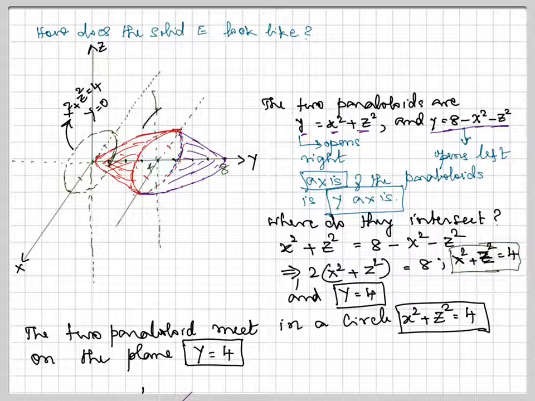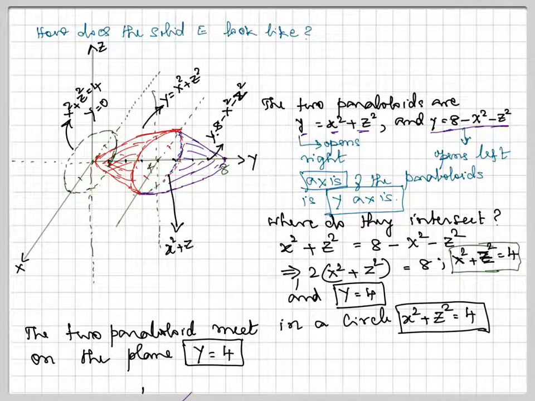That is a projection. Now the red one is y equal to x squared plus z squared. The purple one is y equal to 8 minus x squared minus z squared. And then they intersect at x squared plus z squared equal to 4 on the plane y equal to 4. So now we have all the information to compute the triple integral for the volume.